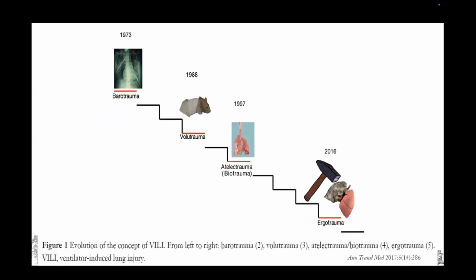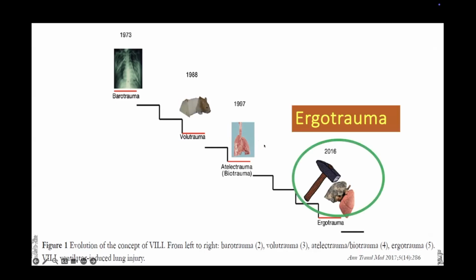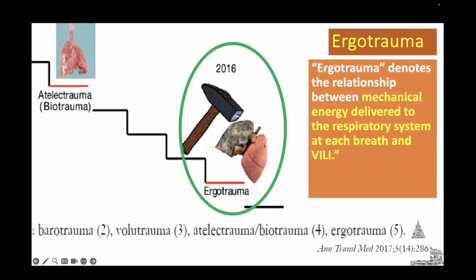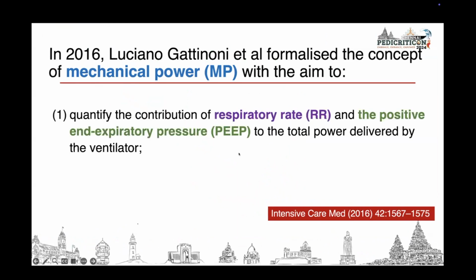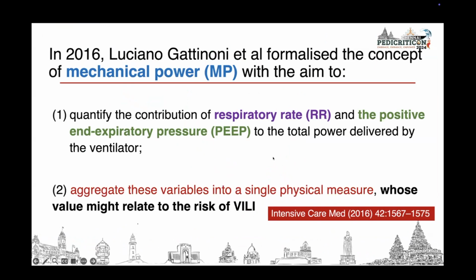The knowledge of ventilator-induced lung injury has evolved a lot from the 1970s, with knowledge of barotrauma, then volutrauma, then atelectrauma, and now ergotrauma from 2016 onwards, which denotes the relationship between mechanical energy delivered to the respiratory system at each breath and causing ventilator-induced lung injury. In 2016, the late Luciano Gattinoni et al. formalized the concept of mechanical power with the aim to quantify the contribution of respiratory rate and positive end expiratory pressure to total power delivered by the ventilator, aggregating these variables into a single physical measure whose value might relate to the risk of ventilator-induced lung injury.